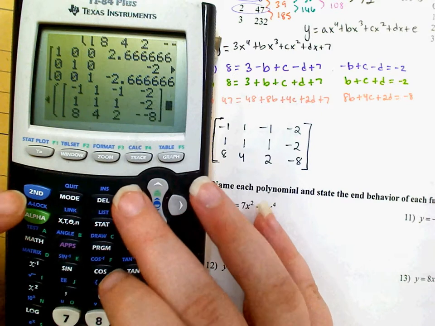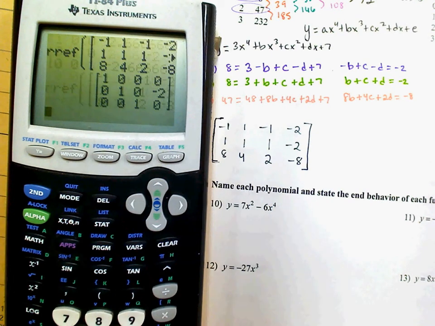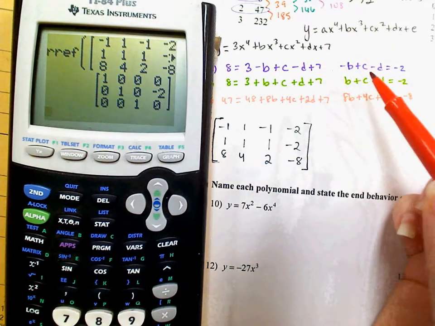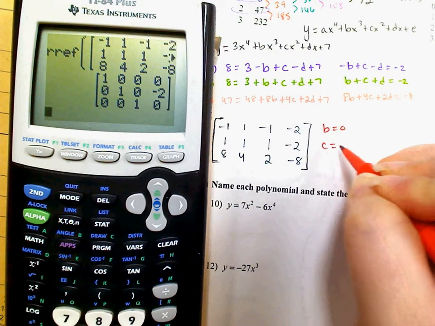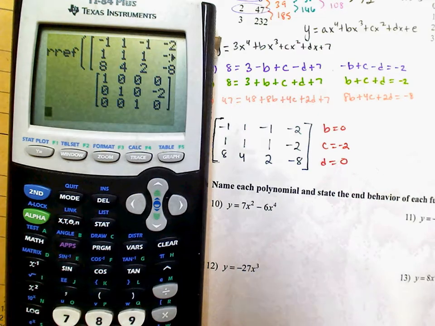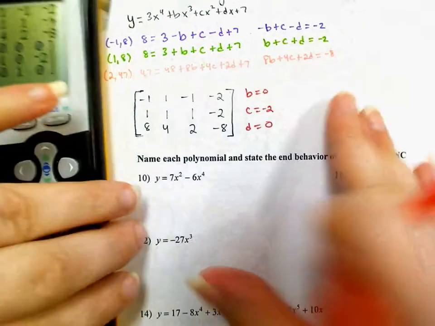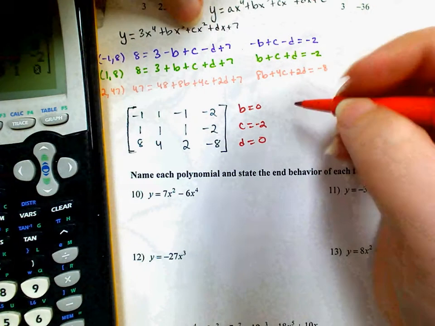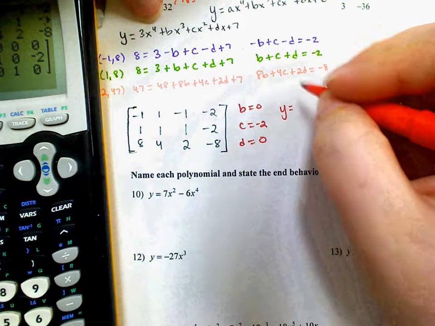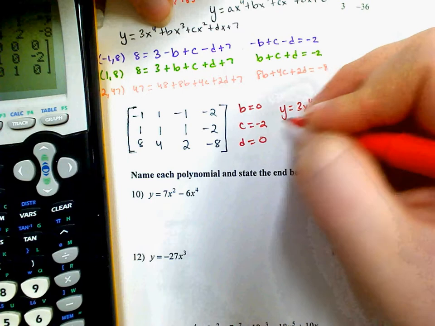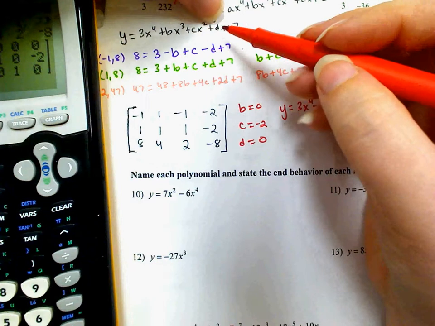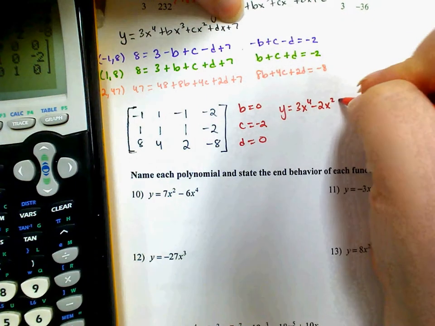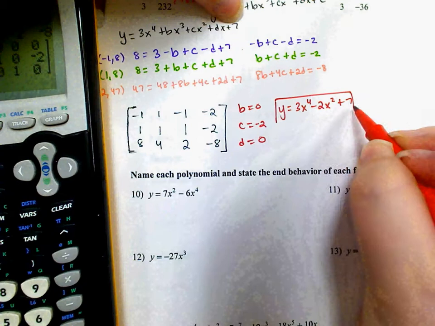Okay, and what that tells me is that we've got B, C, and D, right? That means 1B equals 0, so B equals 0, C equals -2, and D equals 0. So in my final equation, I'm going to use that up there: y equals 3x to the 4th, b is 0 so that's gone, minus 2x squared, and then d is 0 so that's gone, and then plus 7. And that is my final answer. If I want to check, I would type it in and see if the y values were good.